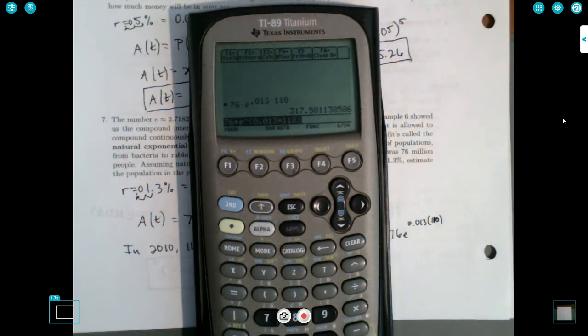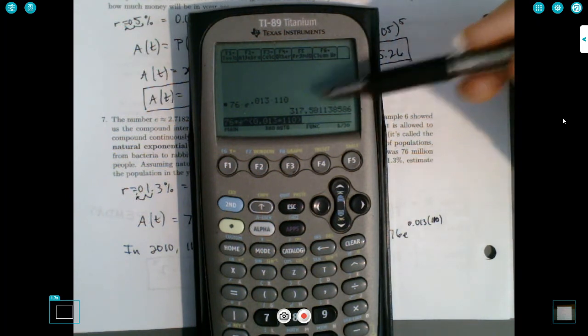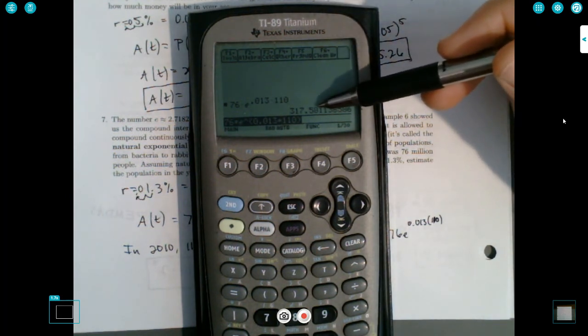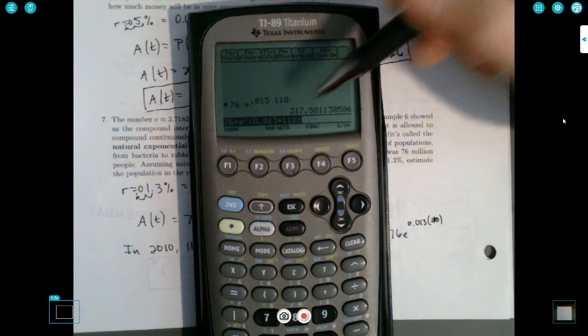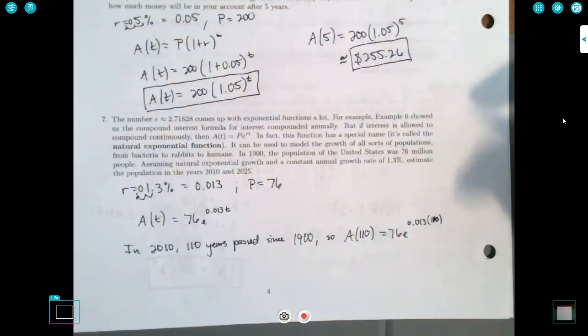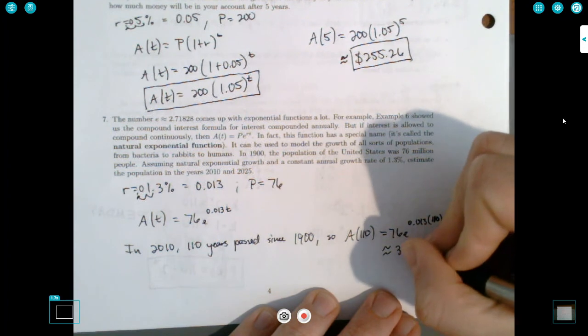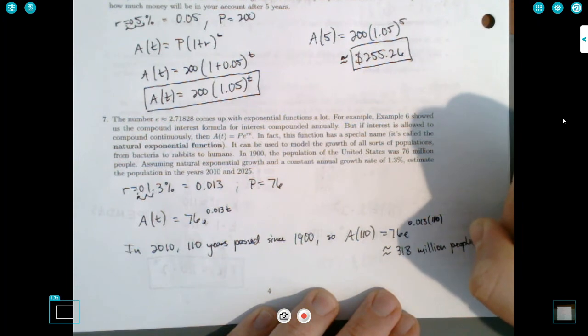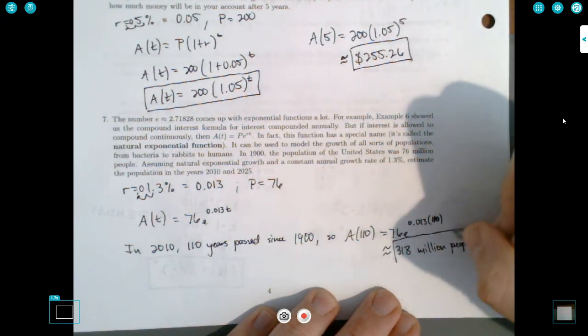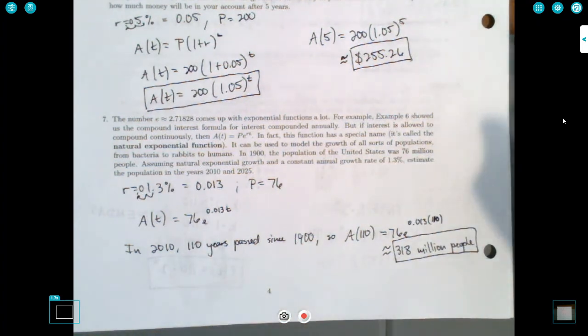So in millions, this would be 317 million, right? Or we could say 317.6. If I round, I could say 317.6 million people. Or maybe I could just round to the nearest million and call it 318 million. So it's about 318 million people. That's not far off. The current population of our country is about 320 million, right? So that's a pretty good estimate.